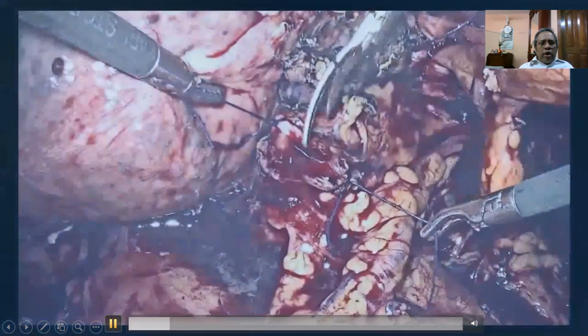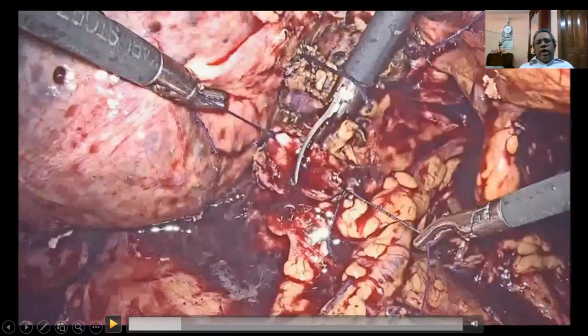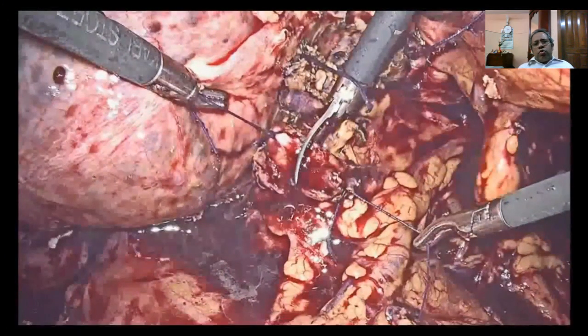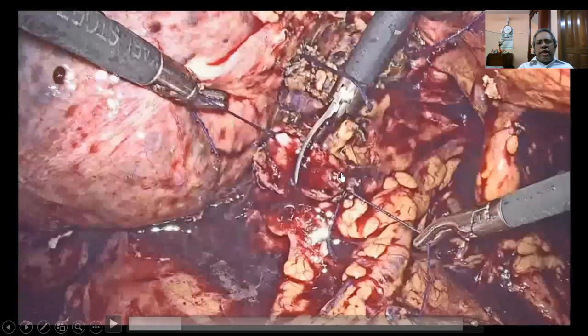So look, there is a CBD exploration. Introduce the laparoscope and identify the common bile duct, and give two steps which are there. This is laparoscopic choledocholithotomy. Then the anterior surface is divided, cut with the scissors.